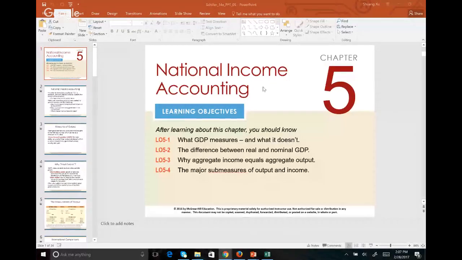All right. So let's get started on chapter 5 and 6. Now, let me do my screen sharing. All right, so let's start on chapter 5. Chapter 5 is talking about national income, or national income accounting. It's a very straightforward chapter, but there are some important concepts in here.